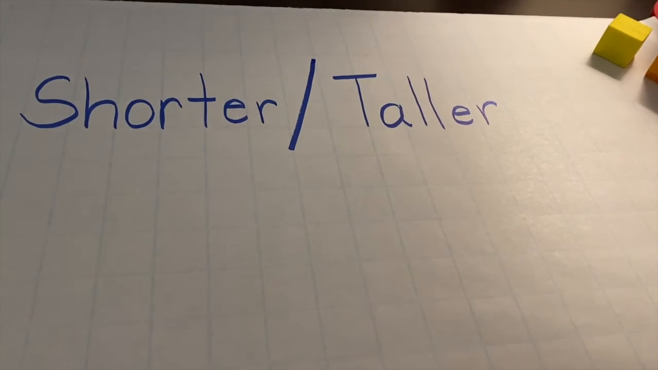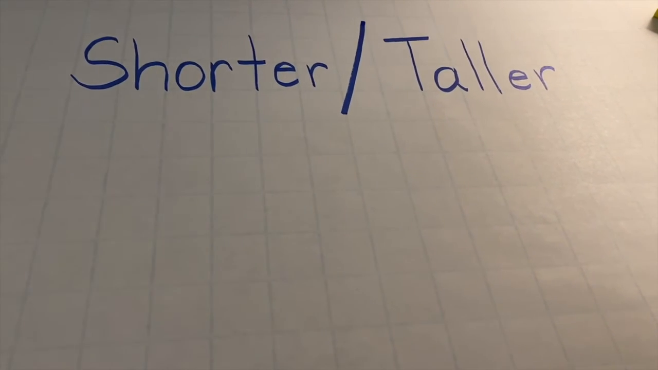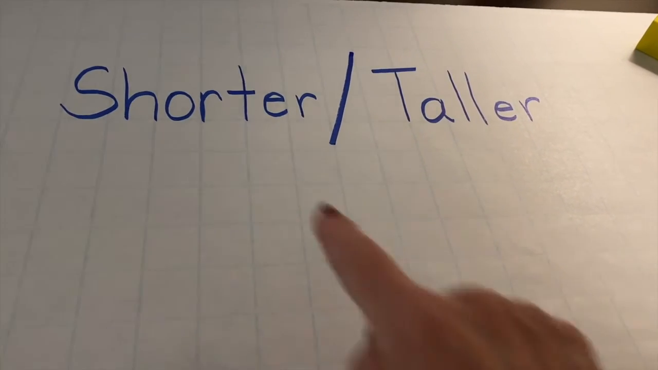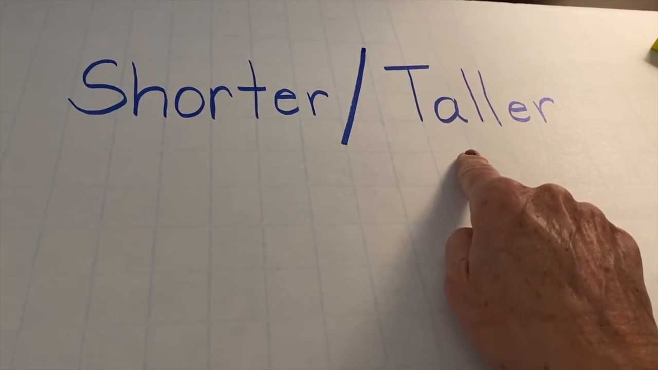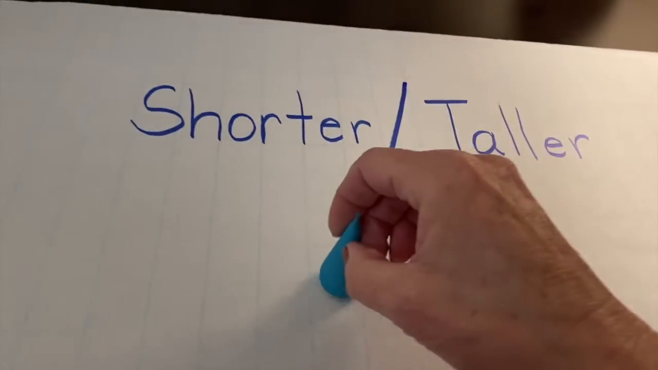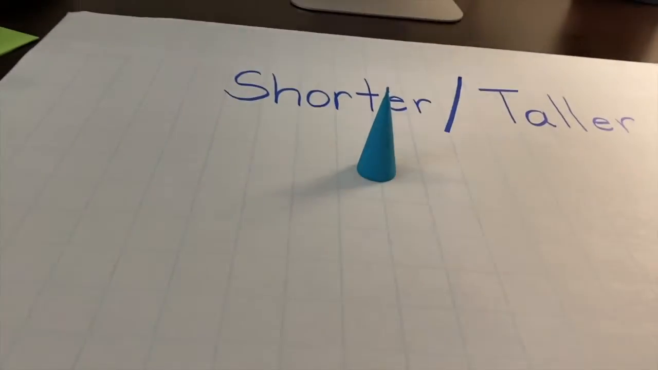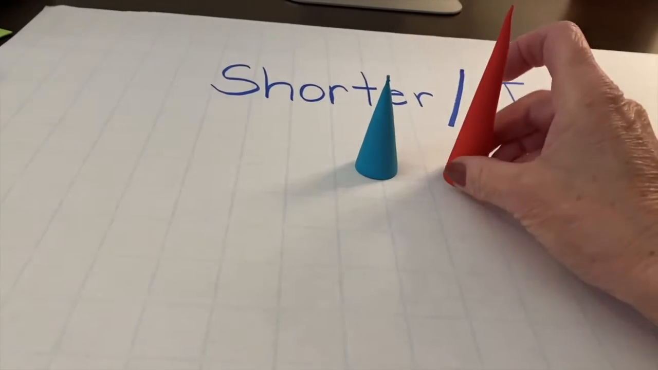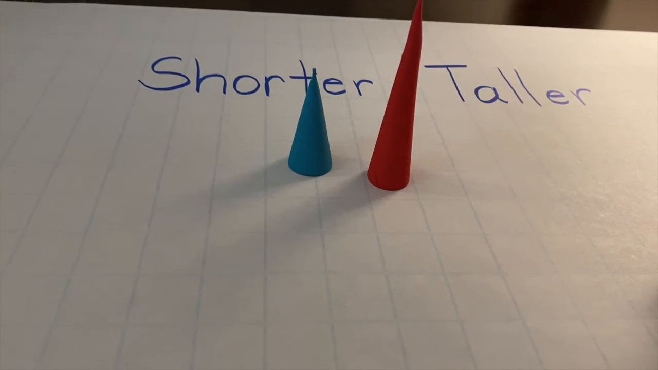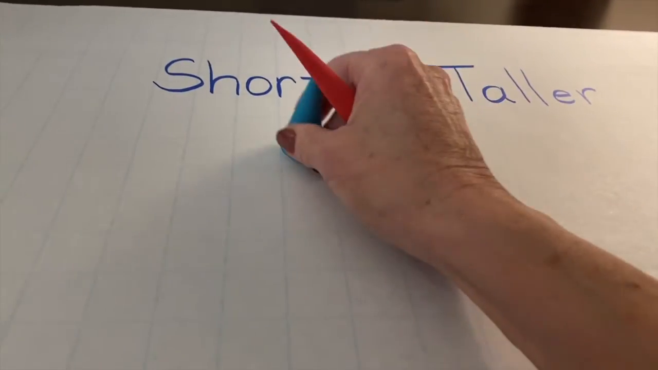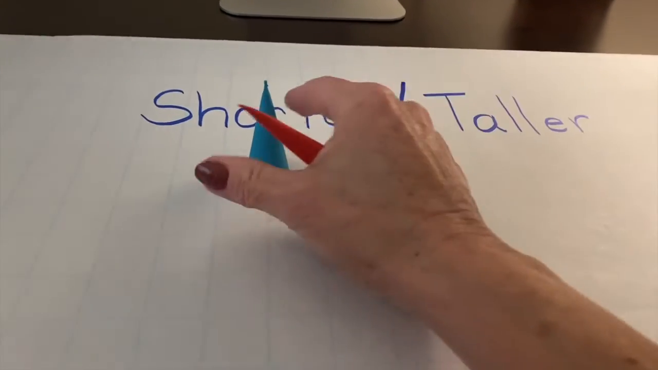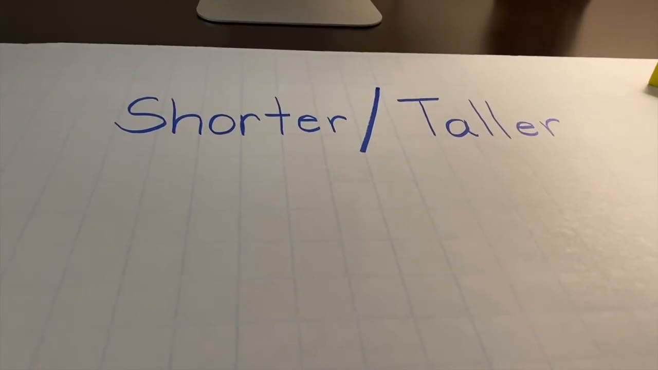Okay, now we're going to look at some shapes, and we're going to remember the name of our shapes. So we're going to practice a couple of things. So we're going to look at the word shorter and taller. So first of all, let's look at these cones. And I want you to look at this one. And then I want you to look at this one. And which one do you think is shorter? I think it's the blue one, right? Shorter and taller.